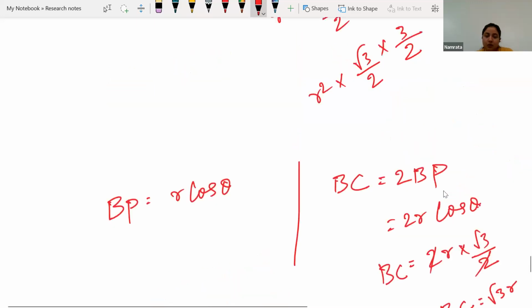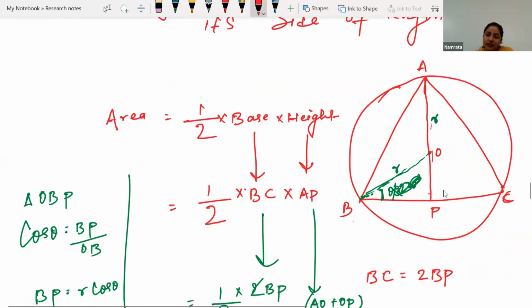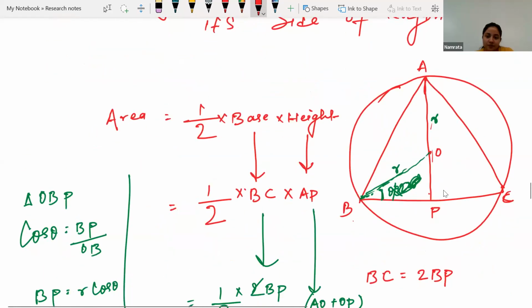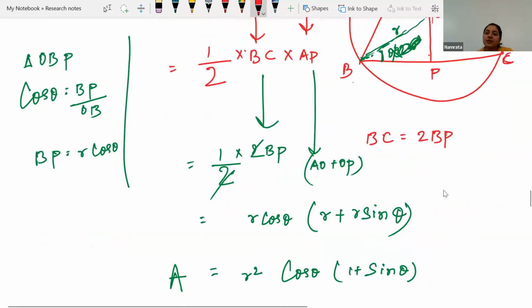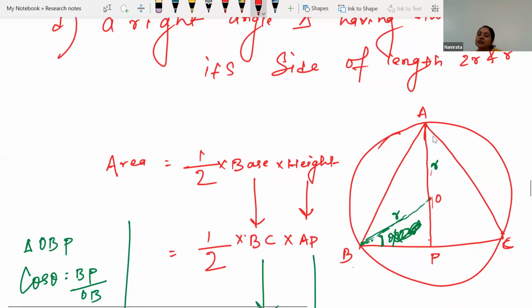Are we doing any mistake? No. Now height we know. Is it possible to find the side AB? Yes or no? Yeah, it's possible. The area which we have found, we can use that area, and then we can say area is equal to 1 by 2 into height and this base.